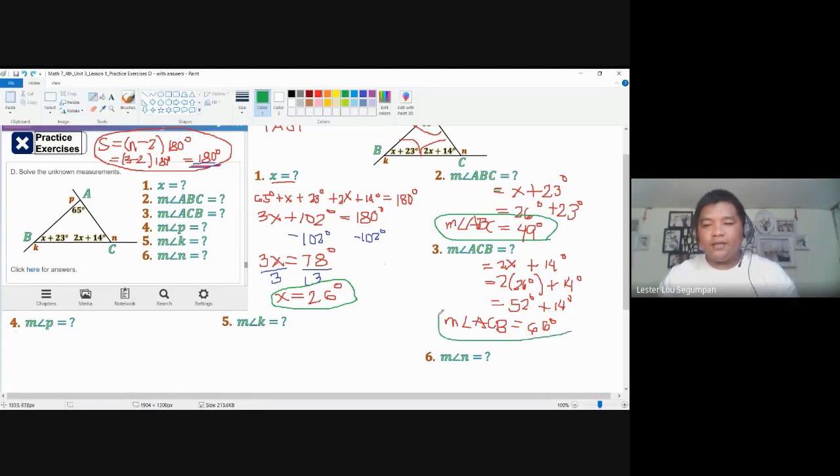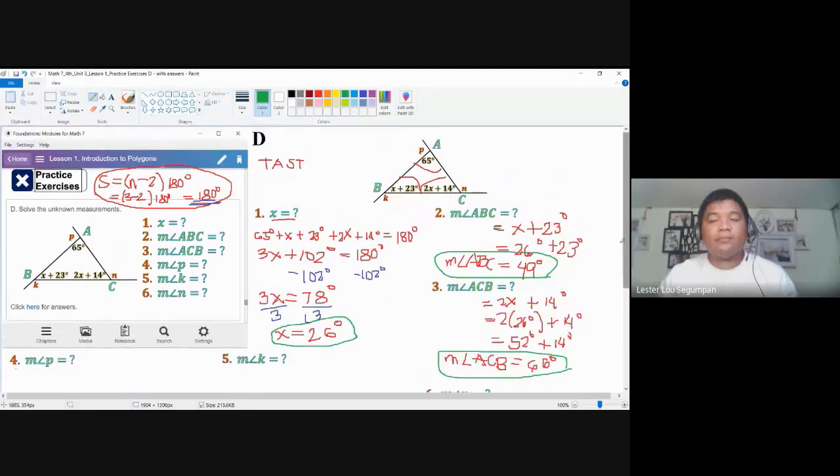Before we proceed to items 4, 5, and 6, we need to make sure that our answers in number 1, number 2, and number 3 with those values are all correct. How do we determine that? Let's go back to the sum of the interior angles. As we all know, it's a triangle and the sum of the interior angles of a triangle is 180 degrees. So let's add them up. 65 degrees. It's already checking.